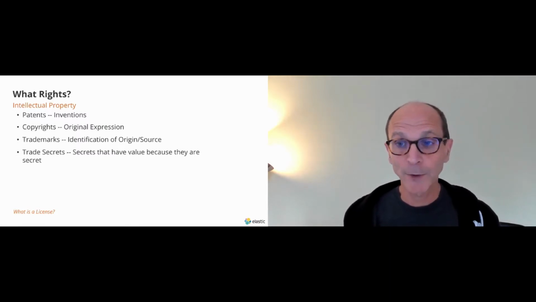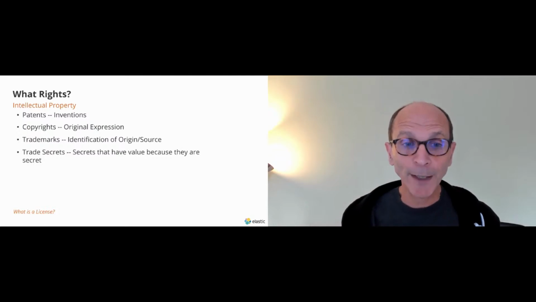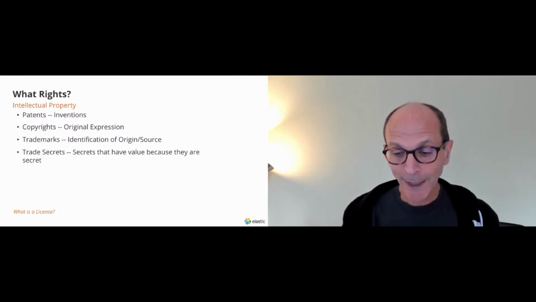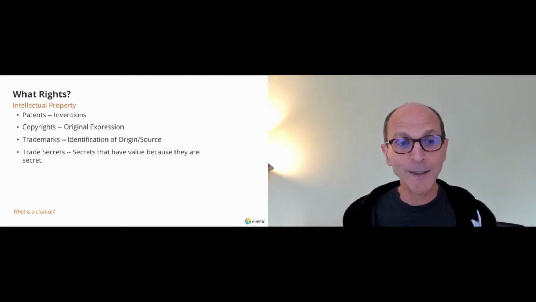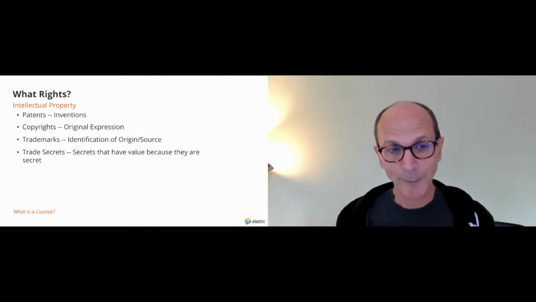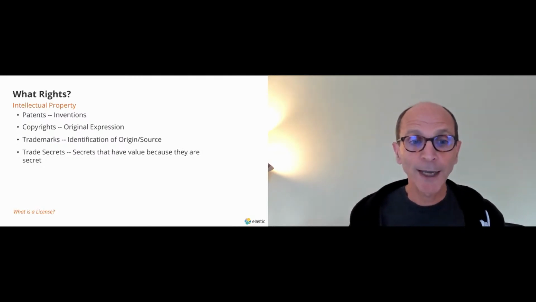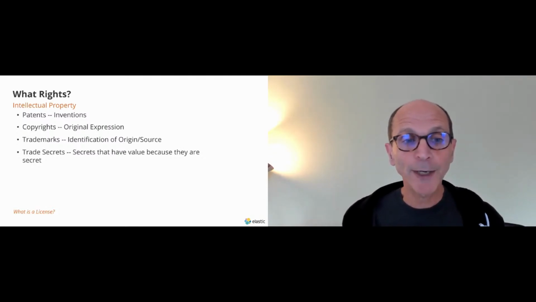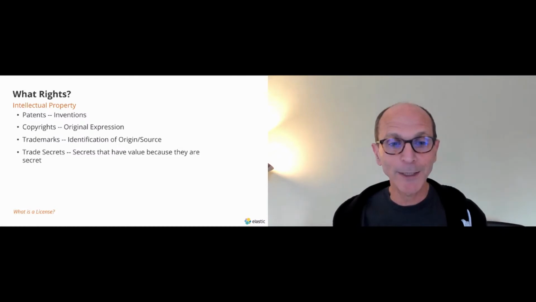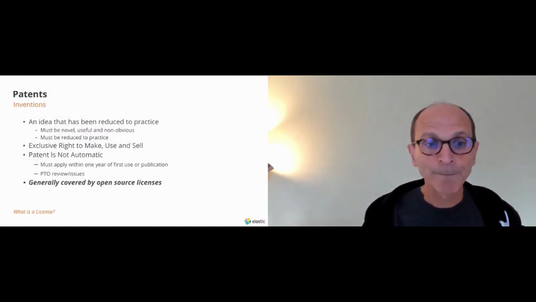There's patents, which cover inventions. There's copyrights, which cover original expression. And without disclosing too much in advance, copyrights are what open source is all about. There's trademarks, which identify the origin or the source of a product or service. And then there are trade secrets, which are secrets that have value because they are secret.